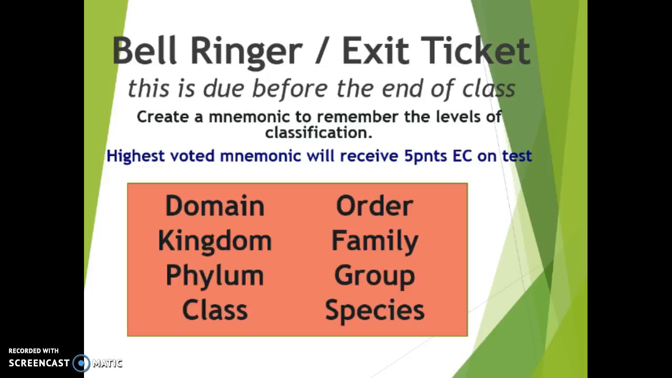As you can see up here, we have our bell ringer / exit ticket for the day. This is due before the end of class, and I'm going to give you the entire class to do this because it should take a little bit of time. So your goal today is to create a mnemonic to remember the levels of classification. We're going to be talking about the levels of classification in this PowerPoint, and we're going to be talking about traditional styles. For your bell ringer today, for your exit ticket, to get your points today, you need to come up with a mnemonic to remember these different levels.